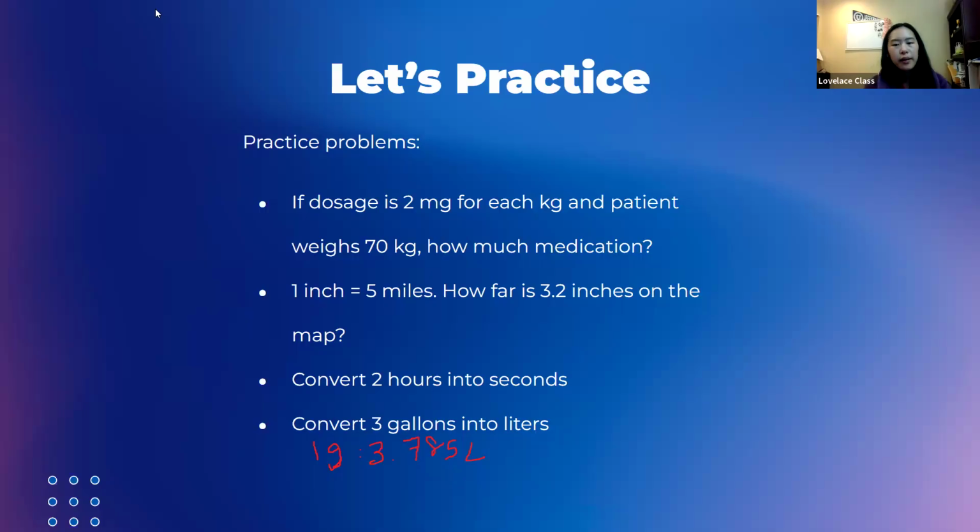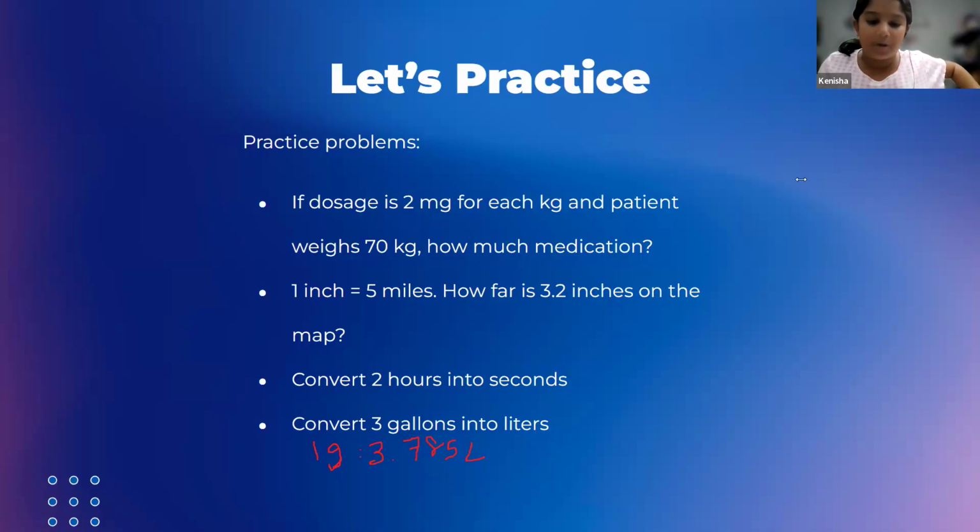So the two ratios that you want to use is 2 mg for 1 kg, so 2 to 1. And then you have that equals x over 70 kg, and you multiply it, so then you get 2 times 70, which is 140. So good job. Kanisha, would you want to answer a question?